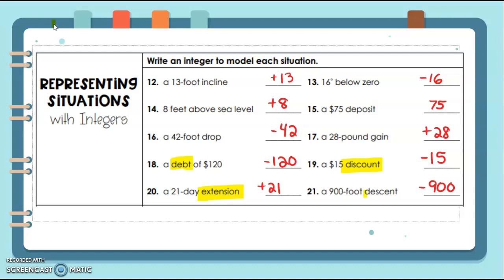And here's the word descent again. 900-foot descent means that a plane is landing. Maybe you're descending a mountain. You're traveling down a mountain. Negative 900. So go ahead and study those words.